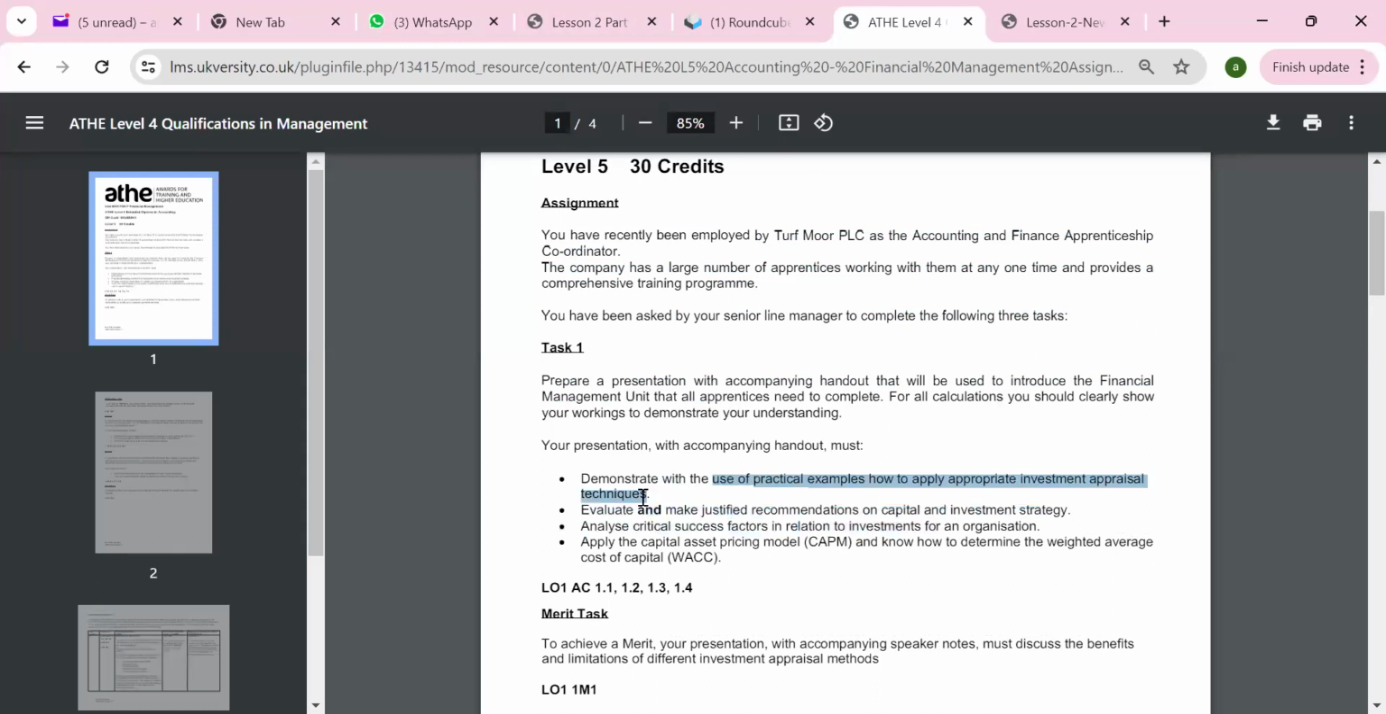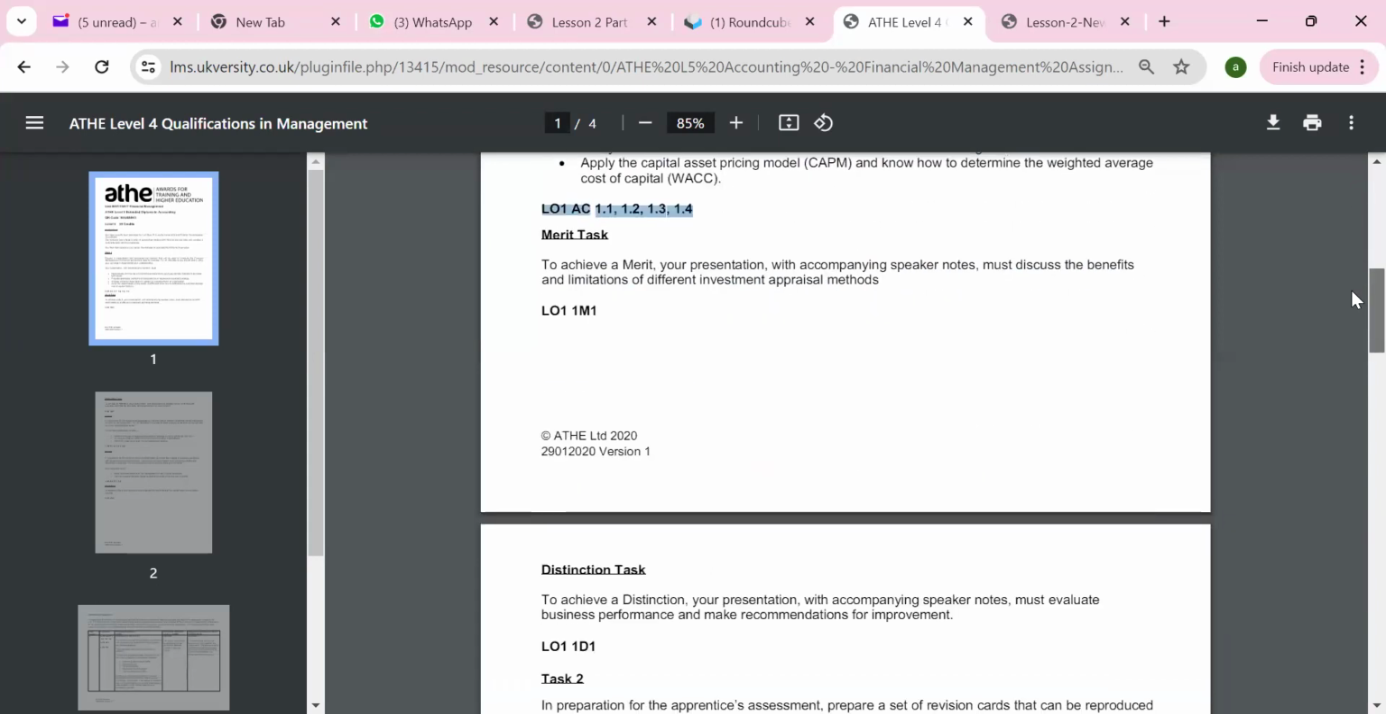So we can look at investment appraisal: payback period, NPV (net present value), IRR, accounting rate of return, weighted average cost of capital, and the capital asset pricing model, where we can quote examples to demonstrate and appraise. That's your lesson one, so you can open the lecture one slides, which is LO1.